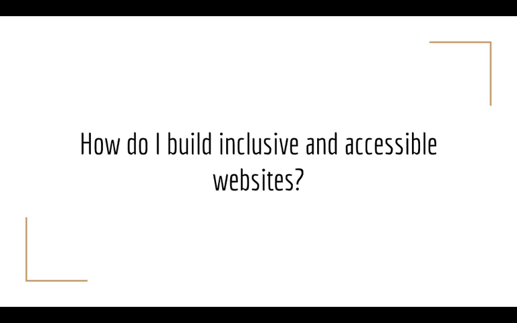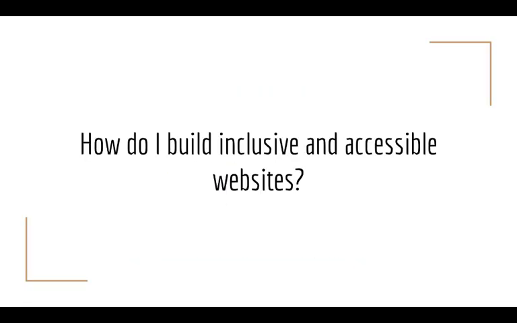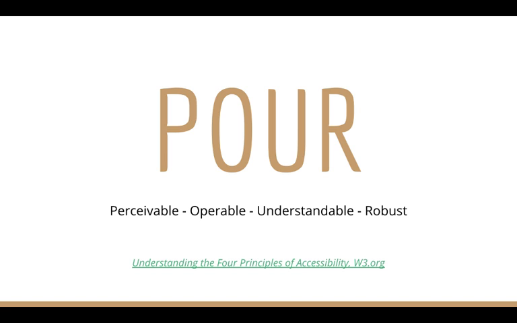We're going to get into how to build inclusive and accessible websites. An acronym to keep in mind is perceivable, operable, understandable, and robust. And there's a lot of information again about this at W3C.org or W3.org.